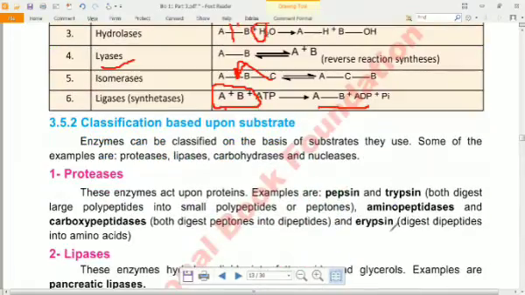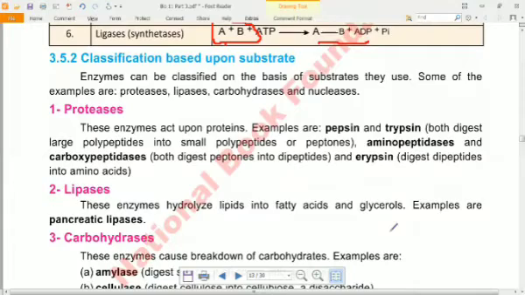Let's talk about the classification based upon substrate. So the name is telling you that this enzyme just functions on a particular type of substrate. First of all, we see proteases. They can also be called peptidases or proteinases, like they function on the proteins. So we have pepsin and trypsin, both digest large polypeptide chains into smaller polypeptide chains and peptones. We have talked about peptones and polypeptides.